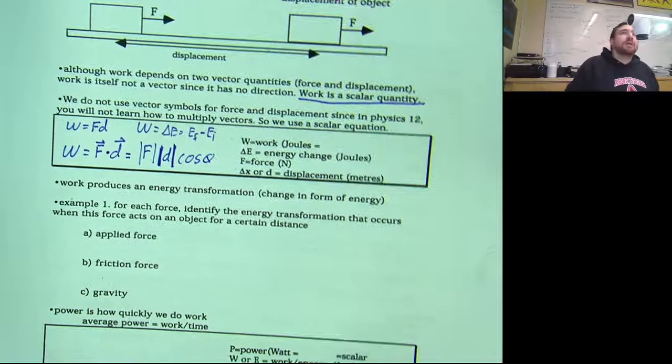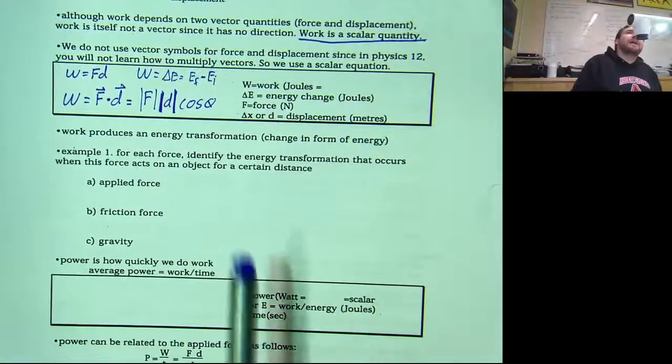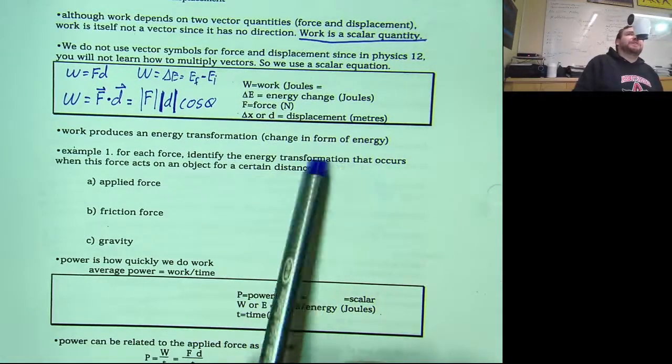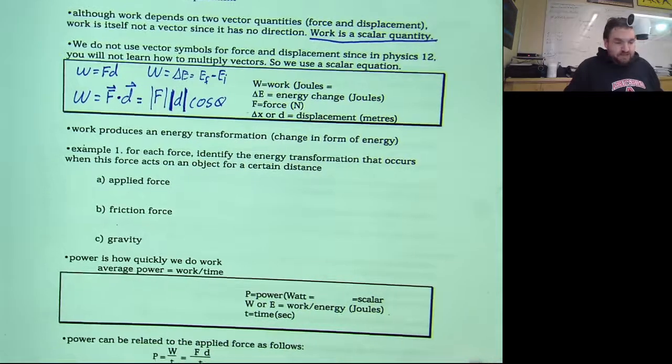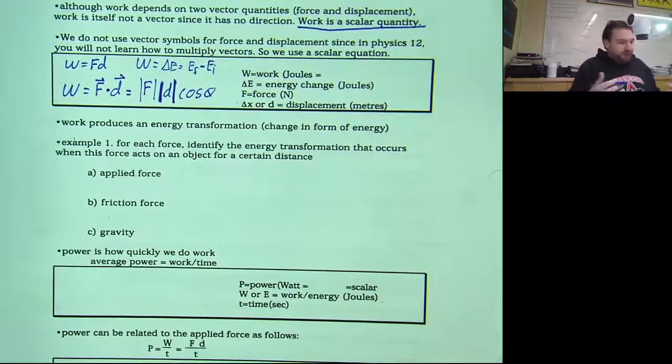I don't know if we need to do all of this. For each force, identify the energy transformation that occurs when this force acts on an object for a certain distance. So let's say we've got an applied force working on something. What is the energy that is being transferred there? We talked about forces before. Now we're going to start bringing in this idea of energy. If you've got an applied force on something, what energy is being used?